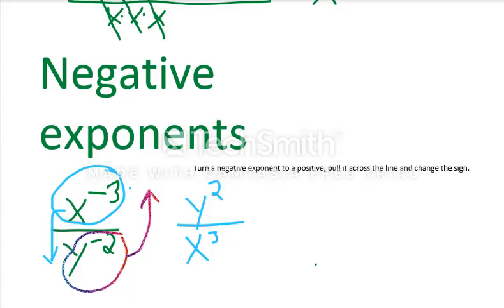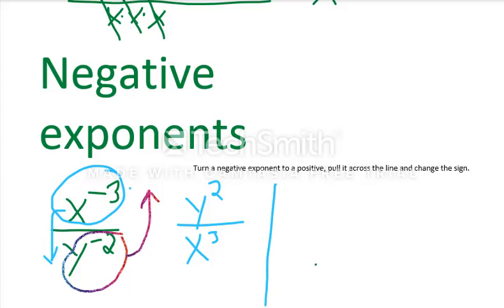So starting with the negative exponents, we pull them across the line and change the sign. Now it only has positive exponents. These two things are equivalent. So what do you do if there is no line?